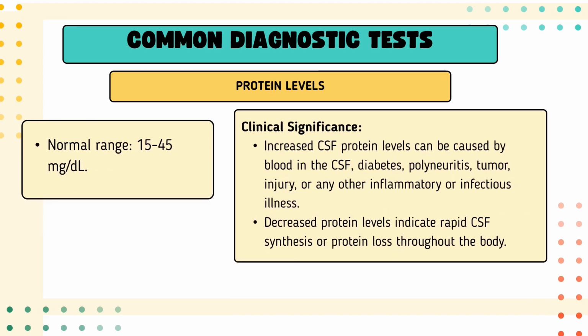For protein levels, it is to calculate the CSF's total protein content, which represents both intrathecal protein synthesis and the blood-brain barrier's permeability. For normal range, 15 to 45 mg per deciliter. For clinical significance, increased CSF protein levels can be caused by blood in the CSF, diabetes, polyneuritis, tumor, injury, or any other inflammatory or infectious illness. Decreased protein levels indicate rapid CSF synthesis or protein loss throughout the body.